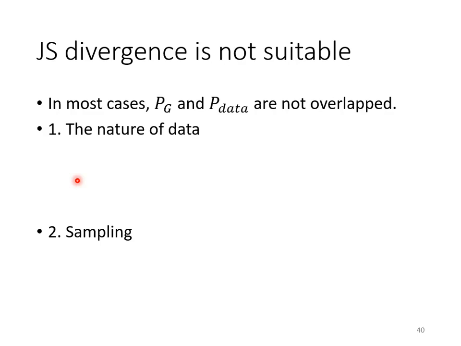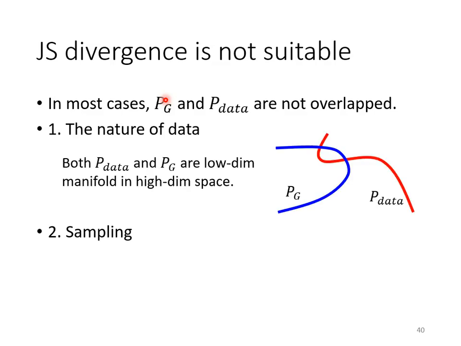Before we try to solve the JS divergence problem, let's take a look at what features PG and P data have. A key feature of PG and P data is that the overlap between PG and P data is often very small. How come? There are two main reasons. The first reason comes from the nature of the data.